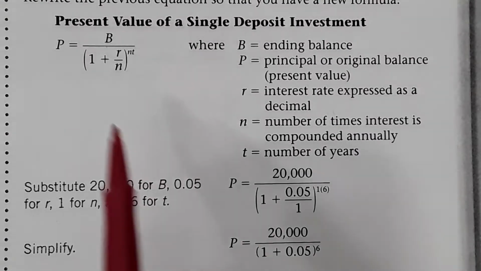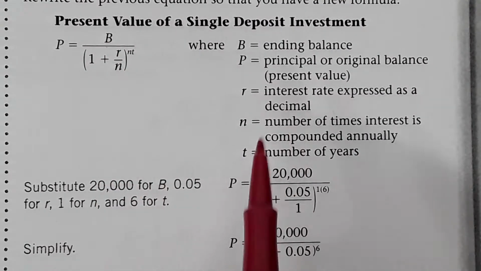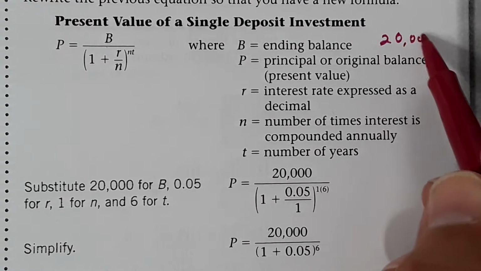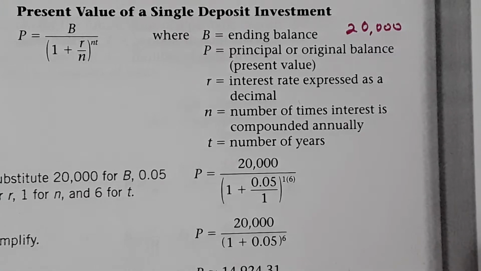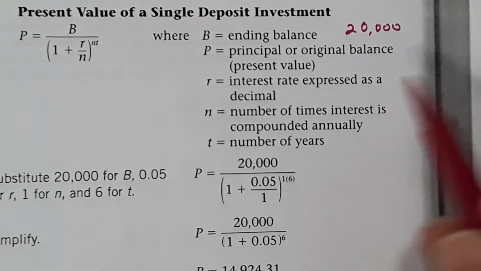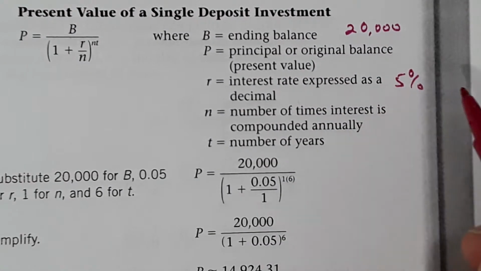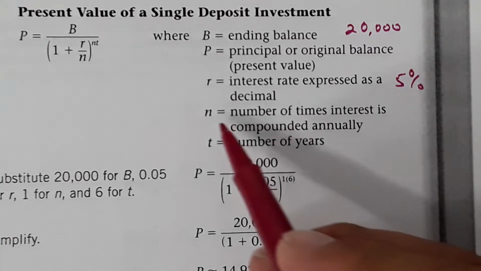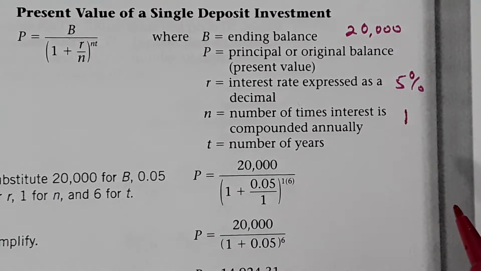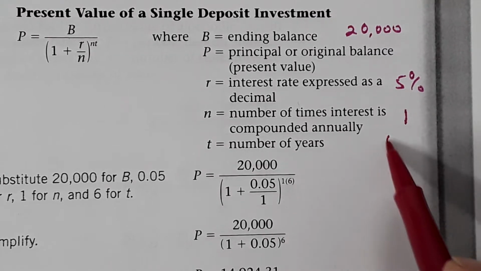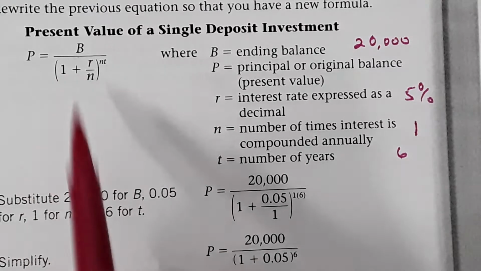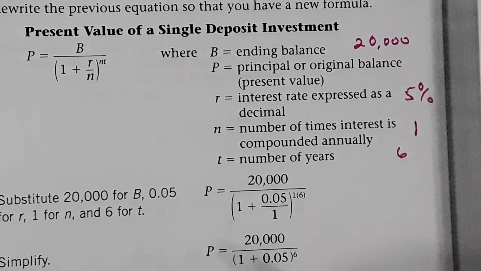So we're going to put $20,000 in for B. So B is going to be $20,000. That's their ending balance, what they want. P is what's unknown. R is their rate. We know that it was 5%. Number of times interest is compounded annually, that was the N value again. This is compounded annually, so it's only 1. Number of years was 6 years. So we're just going to substitute those numbers into the formula where they go. And again, just let your calculator do the work.